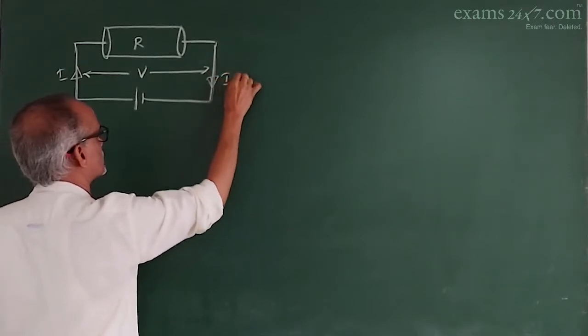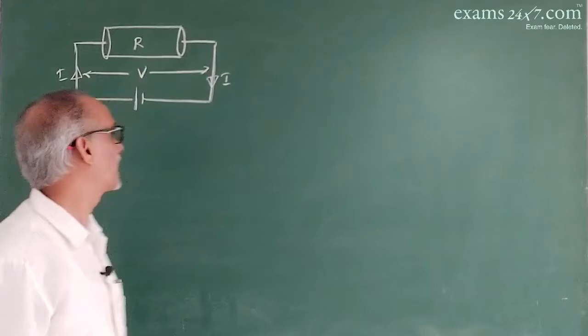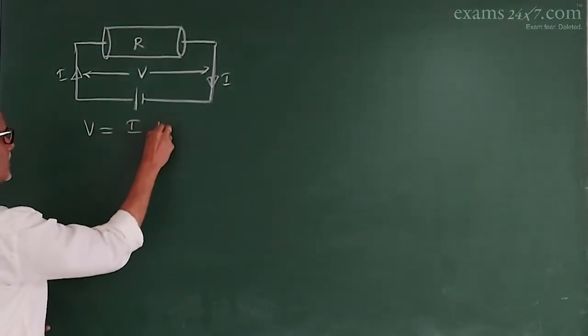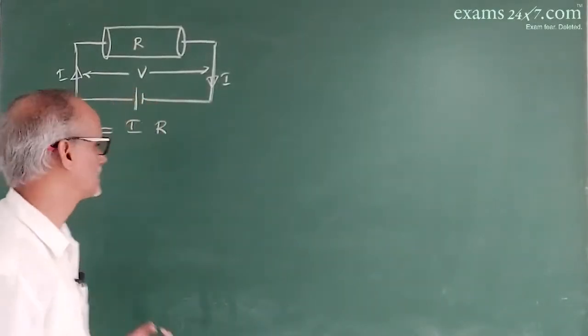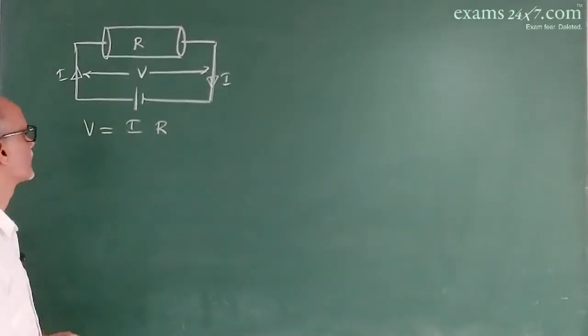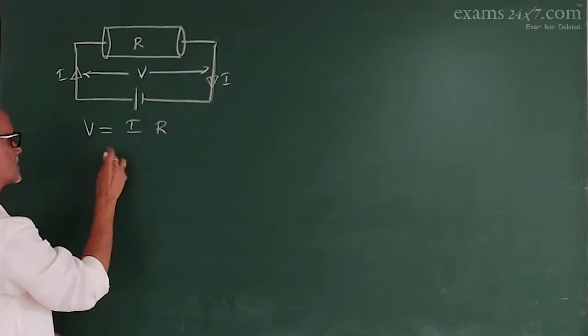A direct current flows through the conductor. The relation between the potential difference, the current, and the resistance is given by Ohm's law, which is V equals IR. So this is a very important relation. You can even remember it like this: V stands for very important relation. Here I is the current, V is the potential difference across the conductor, and R is the resistance.